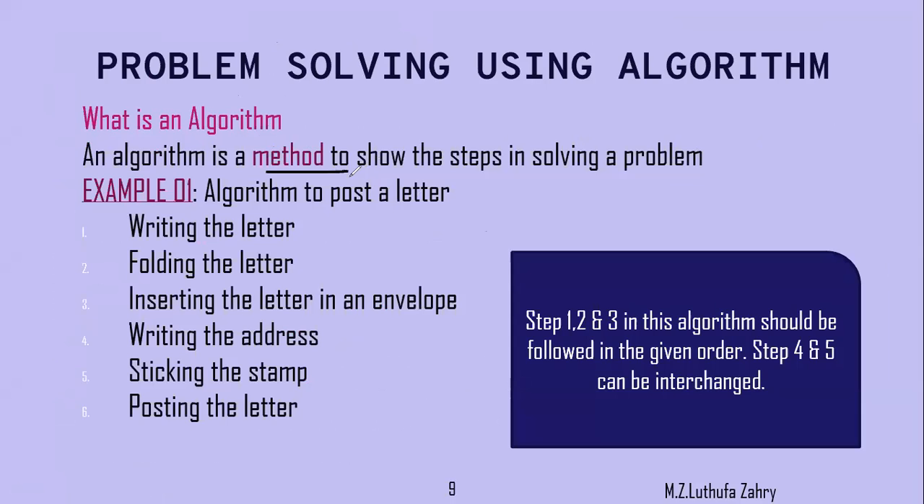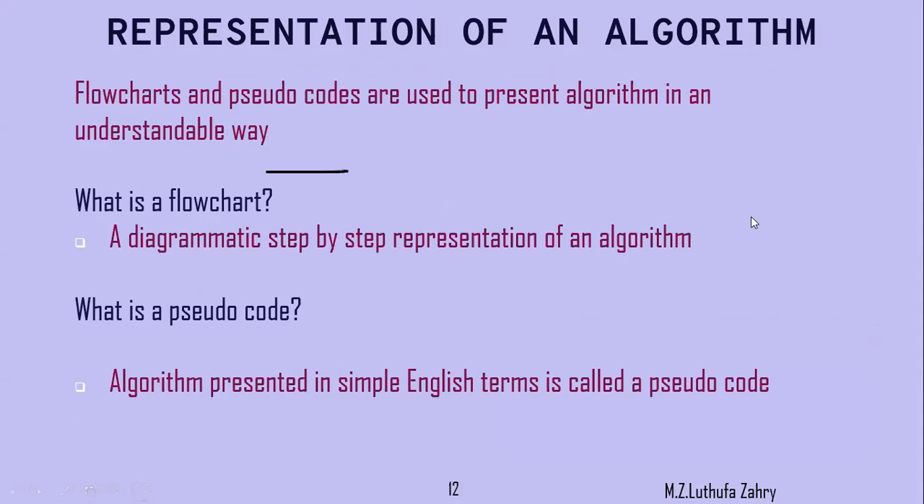It's just a method. If you want to solve a problem, the algorithm is the method to show the steps. For example, if you want to make a tea, take the tea sachets, put them into the cup, then pour the boiling water into it. You have the steps. So the steps to solve a problem are called an algorithm.